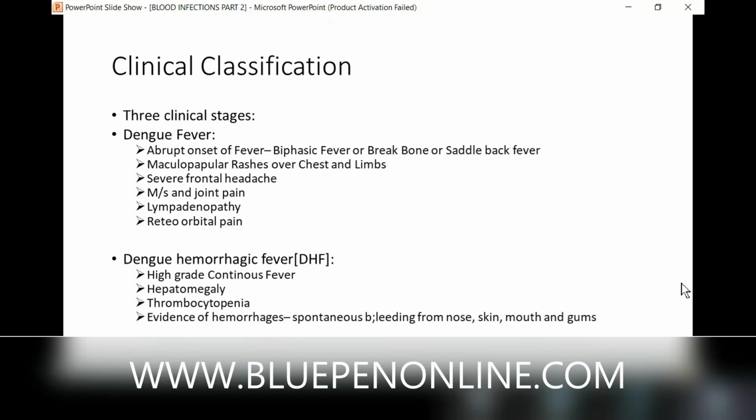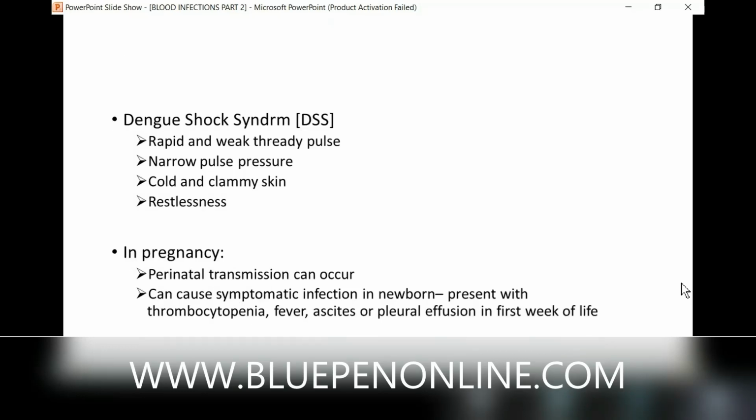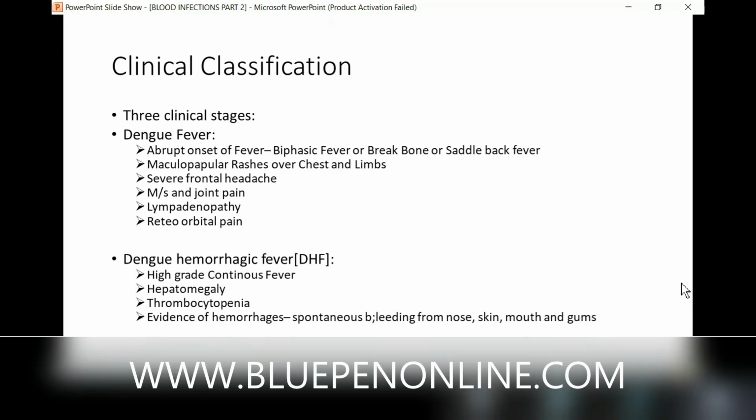So what are the clinical classifications? There are three clinical stages: dengue fever, then dengue hemorrhagic fever, and the last one, dengue shock syndrome. First, in dengue fever, there is abrupt onset of fever. That fever is also called biphasic fever, breakbone fever, or saddleback fever. The person has a maculopapular rash over the chest and the limbs.